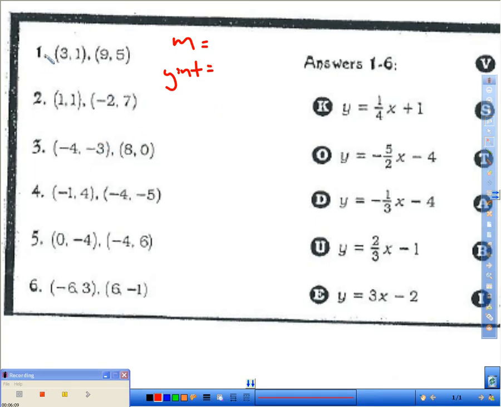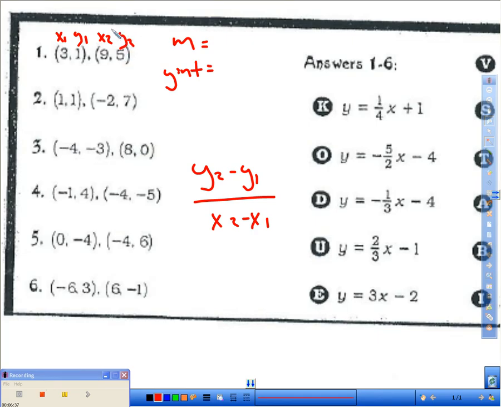Well, for number 1, we don't know what the slope is. On the last section we were given the slope. But what we can do, since we know we have two ordered pairs, is we can think of the first ordered pair as x1 and y1, and think of the second ordered pair as x2 and y2. So if we use the slope formula, y sub 2 minus y sub 1 over x sub 2 minus x sub 1, then we can find the slope of a line that passes through those 2 points.